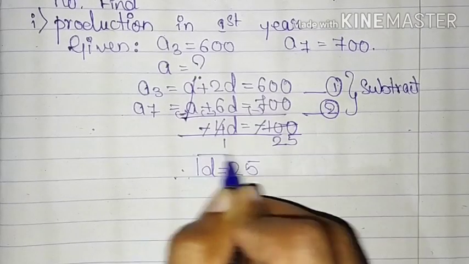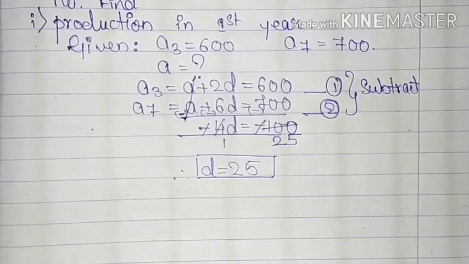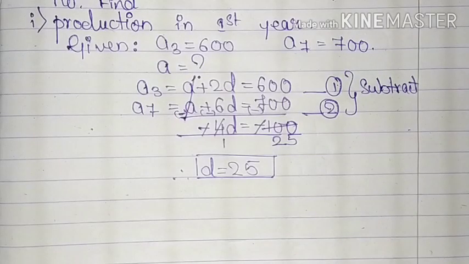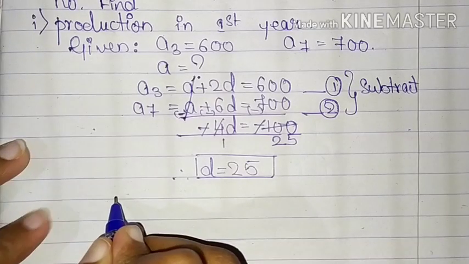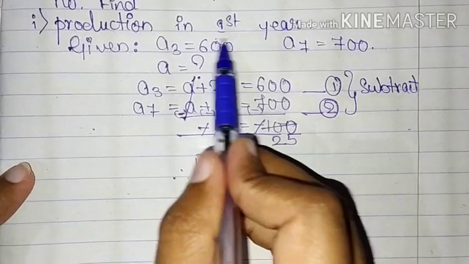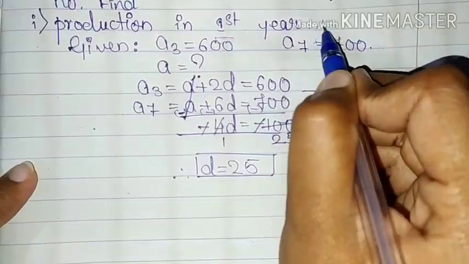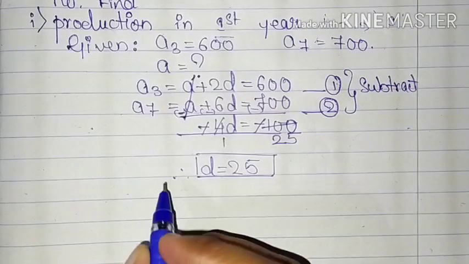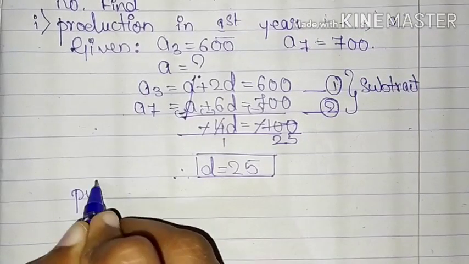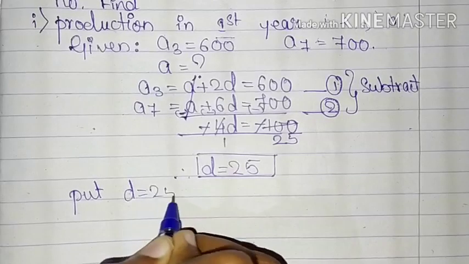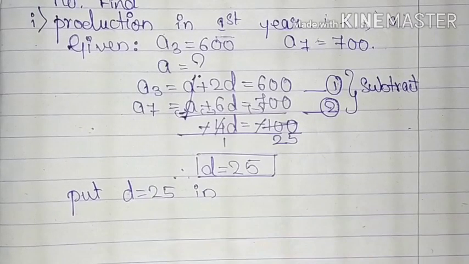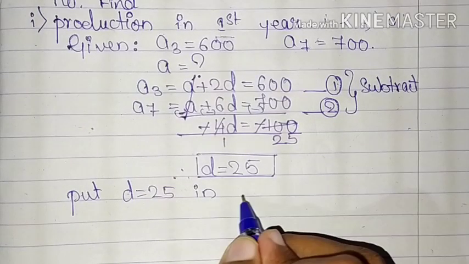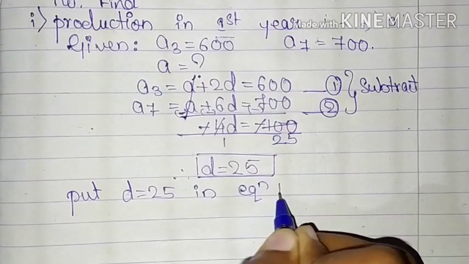Thus, the number of TV sets produced each year increases by 25. And a, we want first, in the first sub-question we want the production in first year. That is our first term a. So to find a, put d is equal to 25 in either of the equations. It can be put in 1 or 2. I'll choose equation 1.